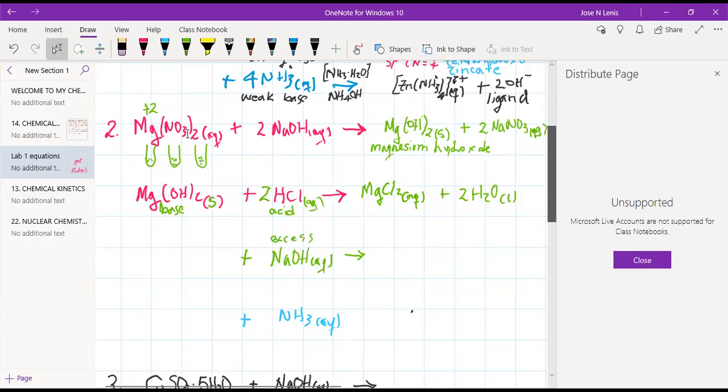Once all this is reacted and thoroughly converted into this base, you keep adding base, and that's what we call now excess. And the next drop, you will notice nothing happened. It will not form more precipitate, but the precipitate stays there. So no reaction, no further reaction with an excess of sodium hydroxide.